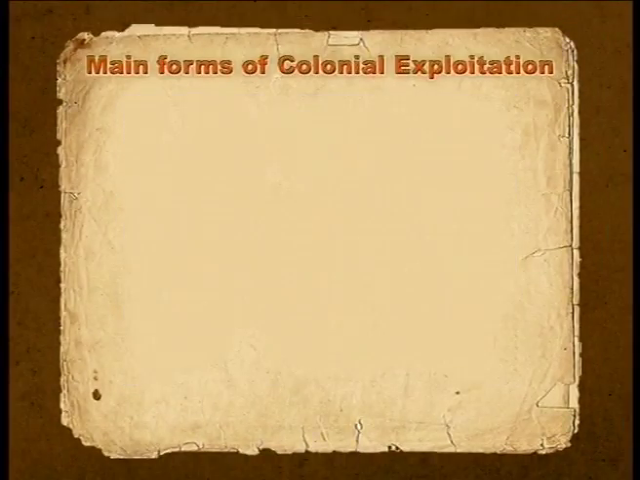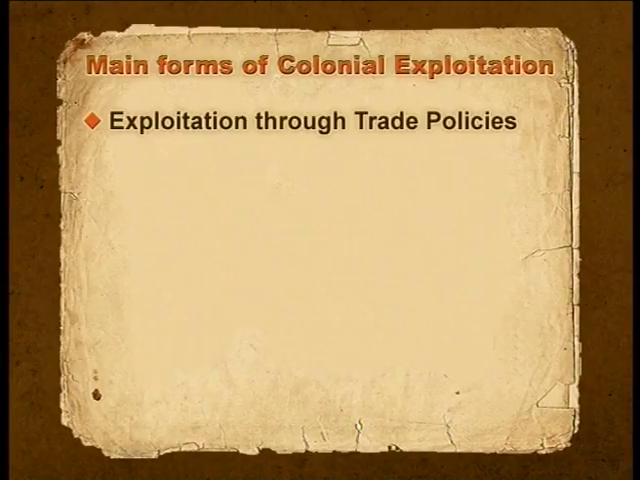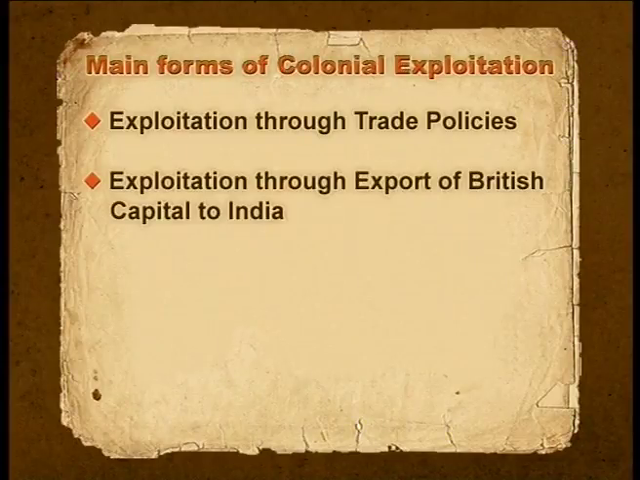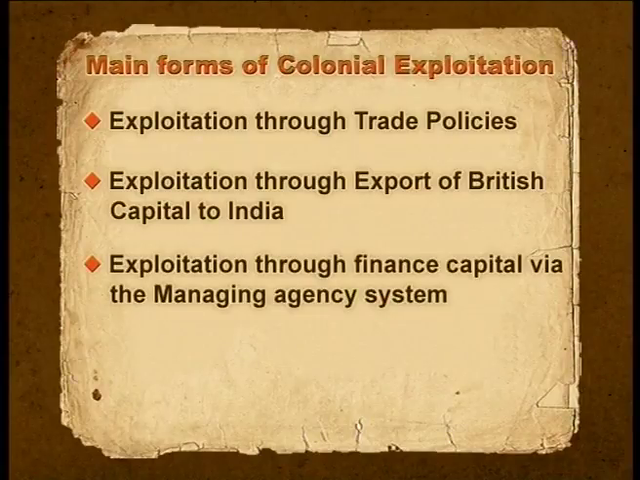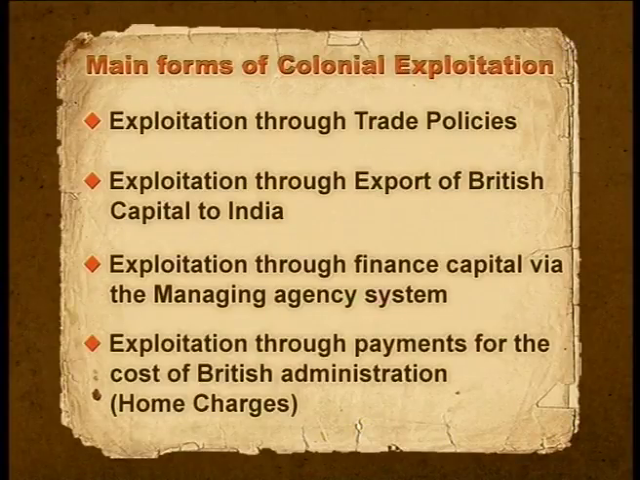Let us broadly divide the main forms of colonial exploitation under four subheadings, namely exploitation through trade policies, exploitation through export of British capital to India, exploitation through finance capital via the managing agency system, and last but not the least, exploitation through payments for the cost of British administration, which we call home charges.